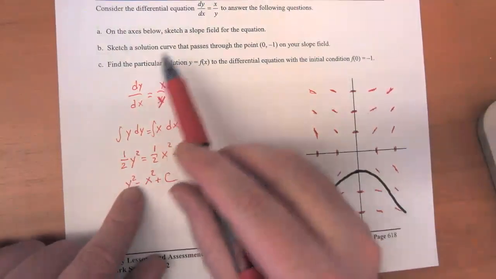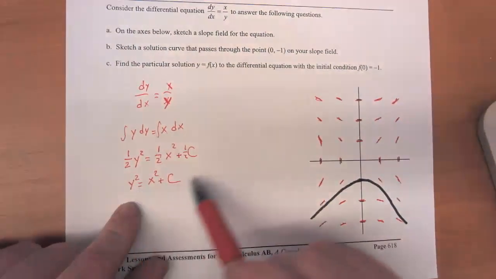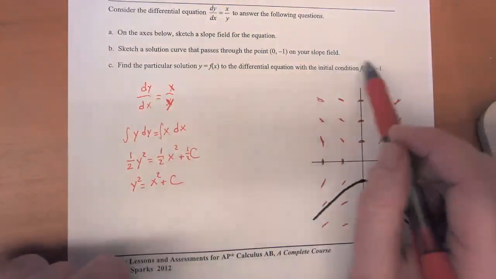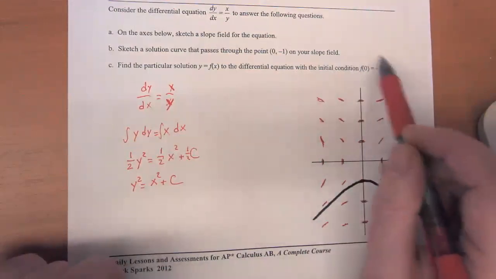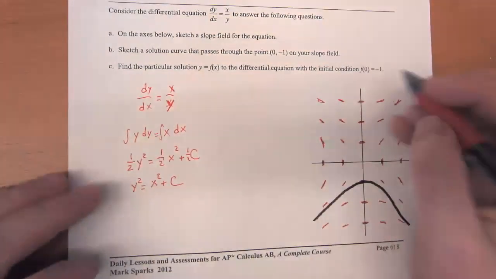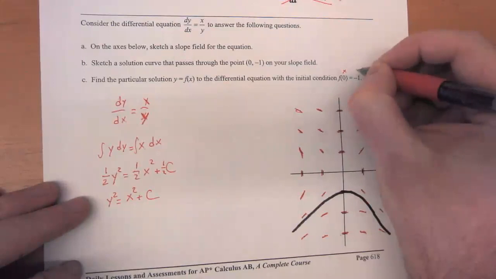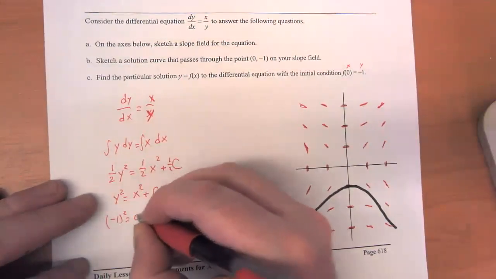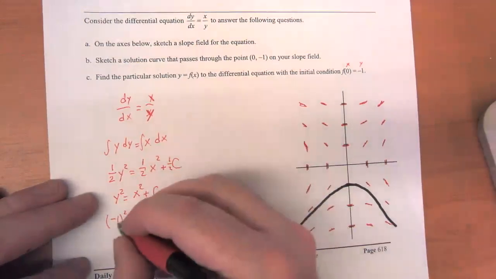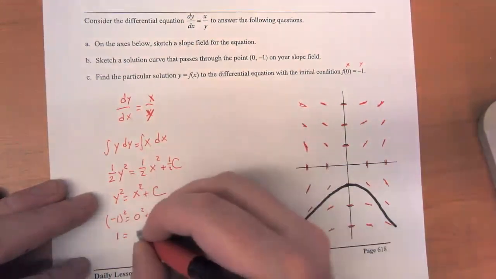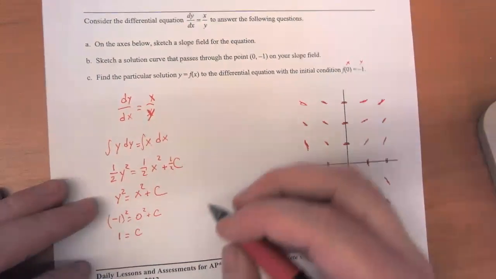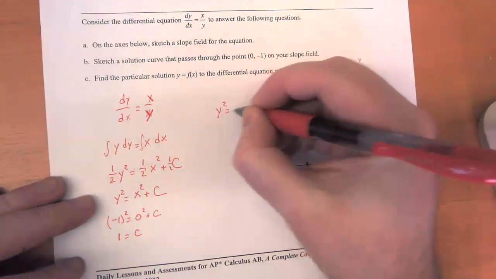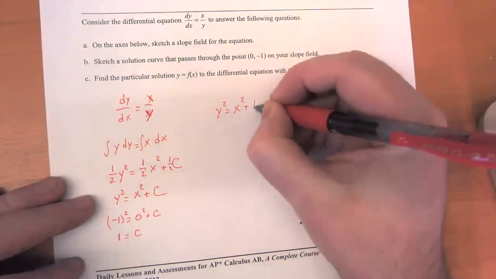All right, so this is not the particular solution. This is the family of solutions that satisfy this differential equation. So let's put in our initial condition. We've got x equals 0 and y equals -1. So -1 squared is equal to 0 squared plus c. -1 squared is 1, which is equal to c. All right, so what we have is y squared is equal to x squared plus 1.